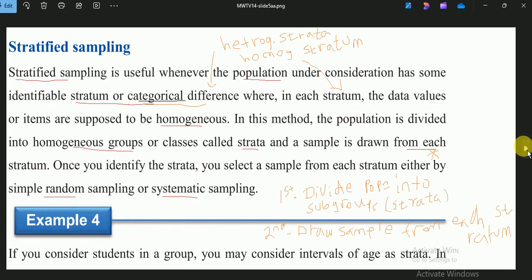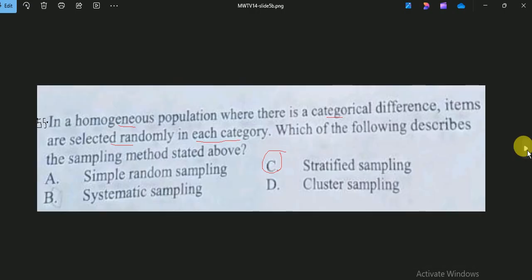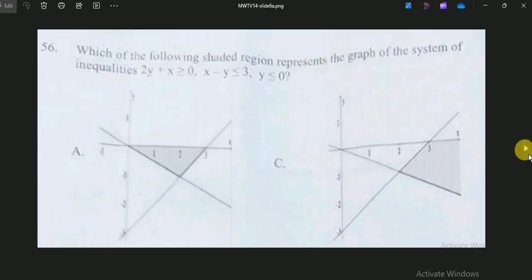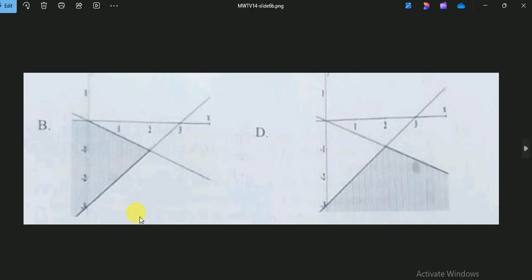The answer for this problem is stratified sampling, because each category has a member included. Next problem.